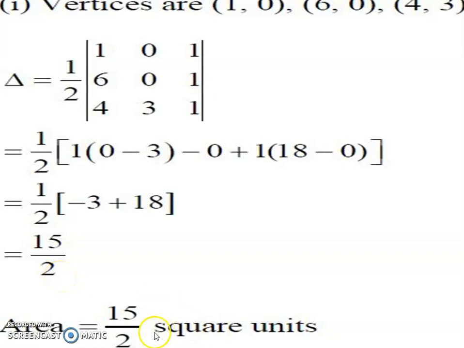Area is always measured in square units. So 15 upon 2 square units is the answer. Be careful that in this example 0 0 is there. So that's why the middle term is 0 here. One term totally gets cancelled and we derive the answer in the form of a fraction.